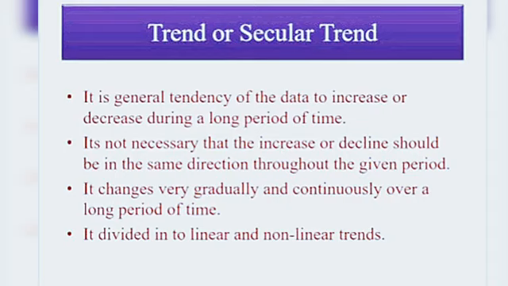Here, it is not necessary that the increase or decline should be in the same direction throughout the given period. It may be possible that different tendencies of increase, decrease, or stability are observed in different sections of time. It changes very gradually and continuously over a long period of time. Some series values fluctuate around a constant reading which does not change with time. It is divided into two parts, linear and non-linear trends.